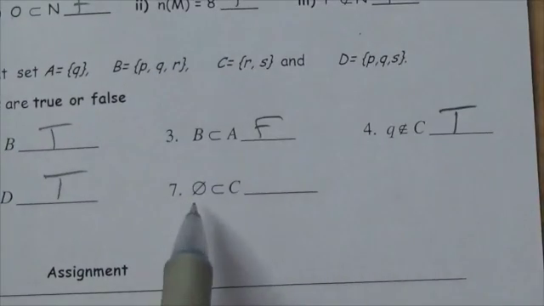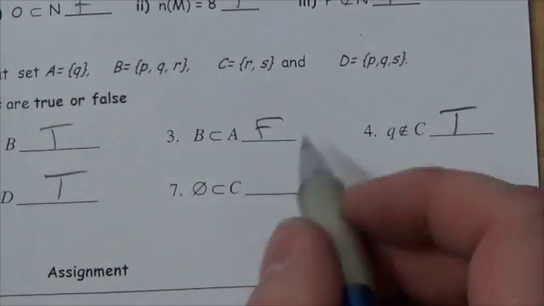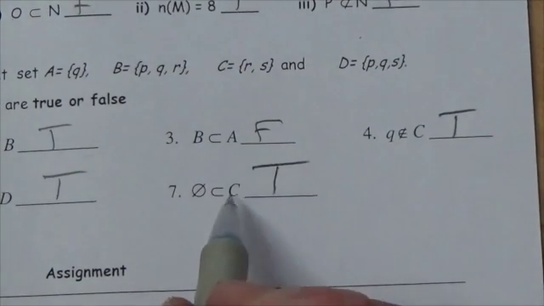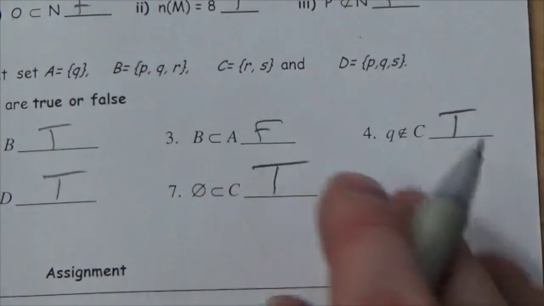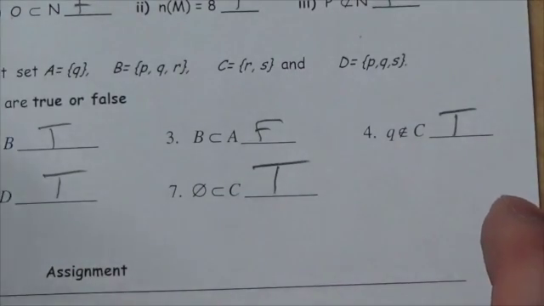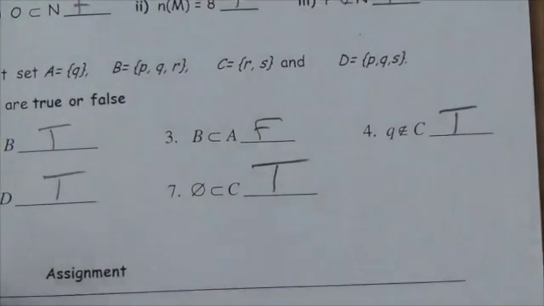And then finally, the empty set is a subset of C. Yes, that's true. I don't even have to look at C to know that that's true. The empty set is a subset of all sets. That's just true, period.